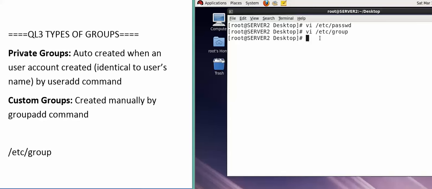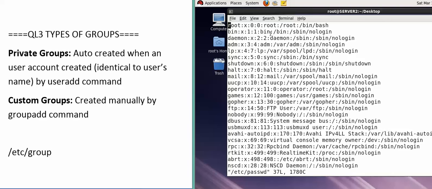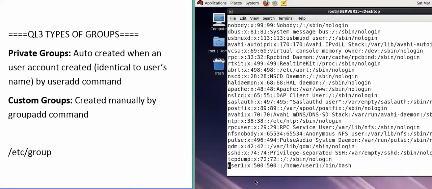Let's see again what the UID and GID are for the regular user account which we created now. For root it is UID 0, GID also 0. For our account user1 it is showing UID 500, GID 500. See here, both are the same. For every user the UID and GID will be the same. For regular user accounts it starts from 500. For root it is 0.